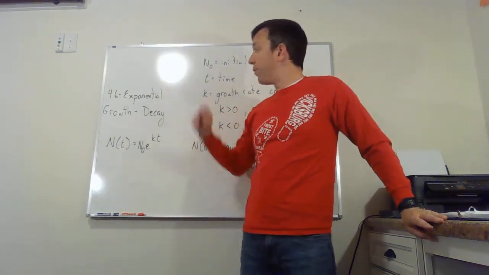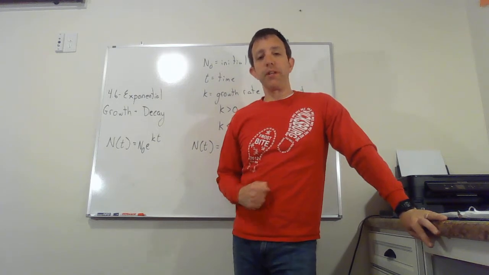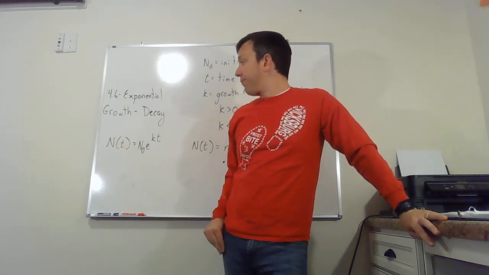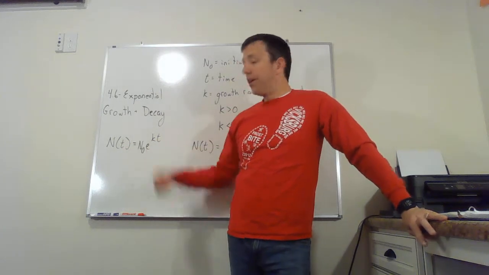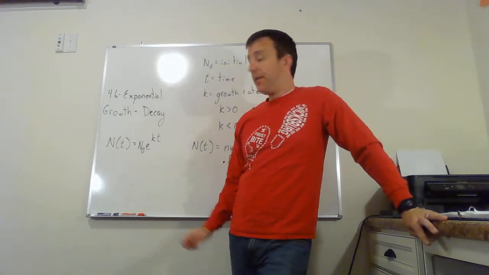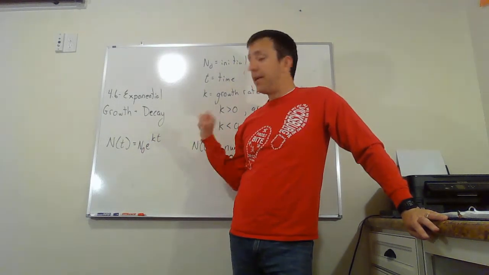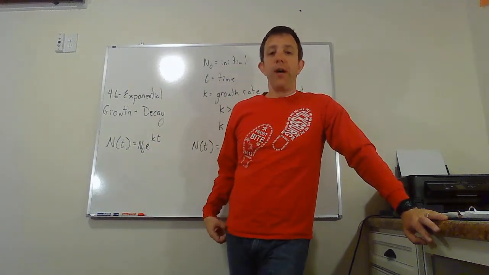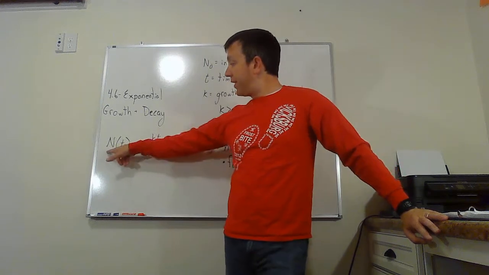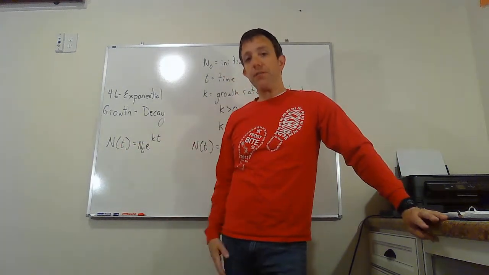We're in section 4.6, and here we're going to look at exponential growth and decay models. The basic exponential growth or decay model can be given as N of t is equal to N sub 0 e to the kt. We're going to go through what all these pieces are in this model, but a couple of things first. N of t is a function, so this is function notation.